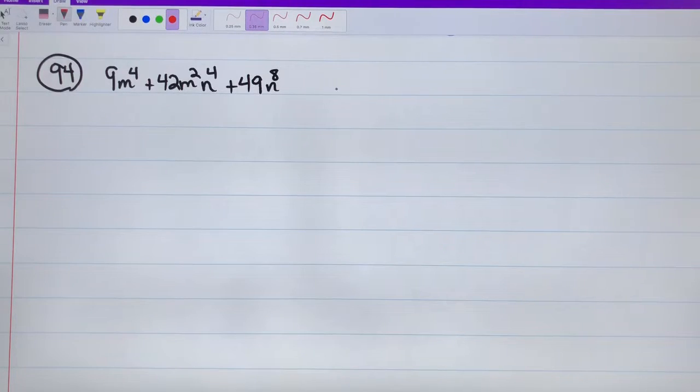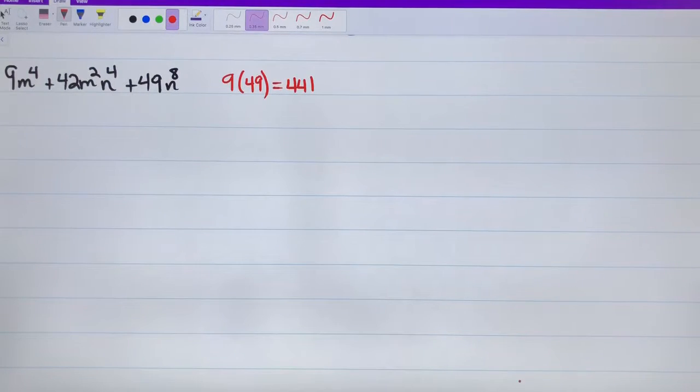So we have the first and last coefficients. Again, we have 9 times 49 is equal to 441. In looking at factors of 441 that will add up to 42, 441 is a perfect square. Now the square root of 441 is going to be 21.